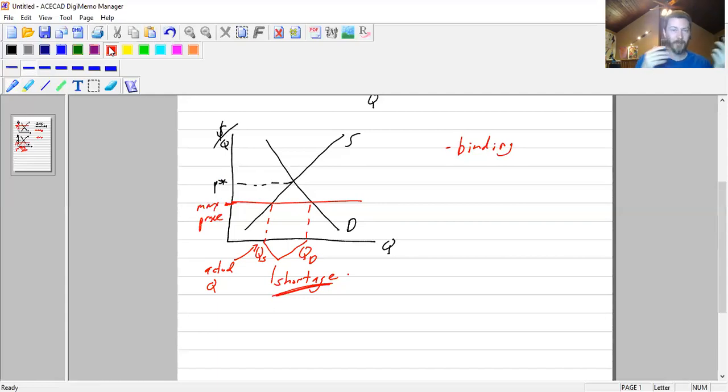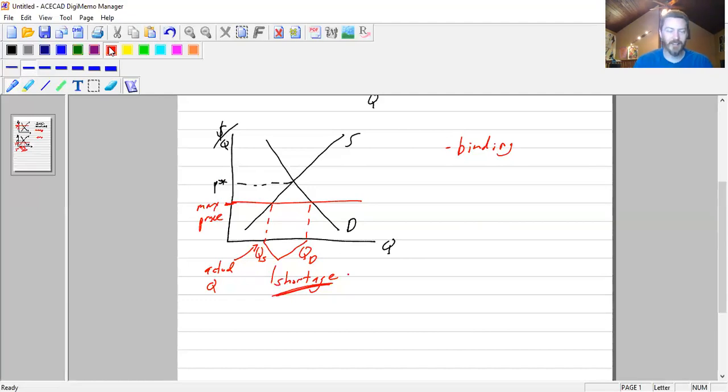But in this case, because of the price ceiling, we don't have a free market. The price mechanism is not allowed to work to bring the market back to a new equilibrium. So we are just stuck with this kind of permanent shortage that will continue to exist as long as the maximum price stays in place. Does that make sense?